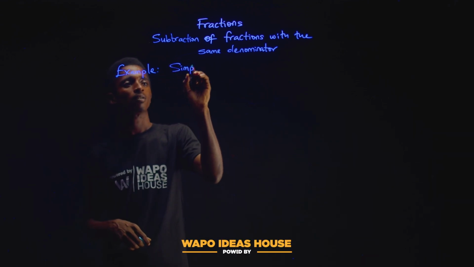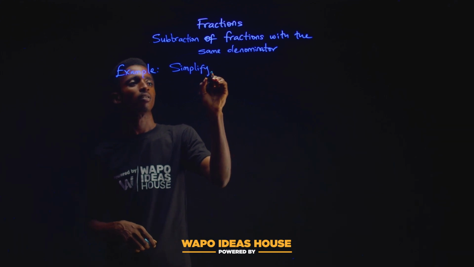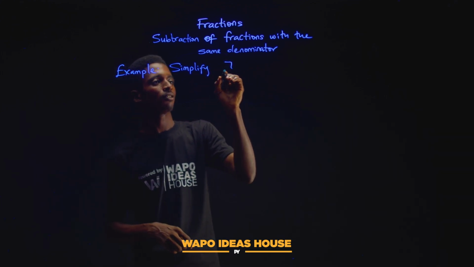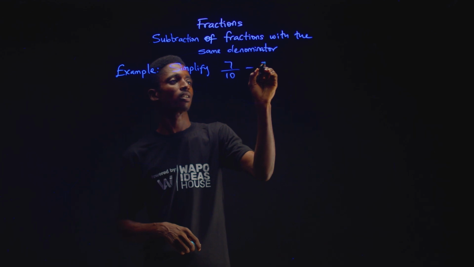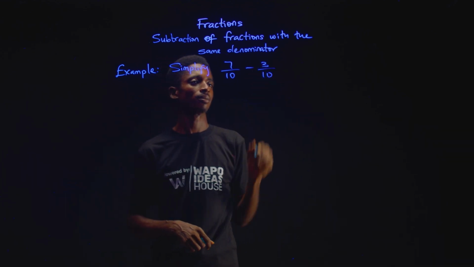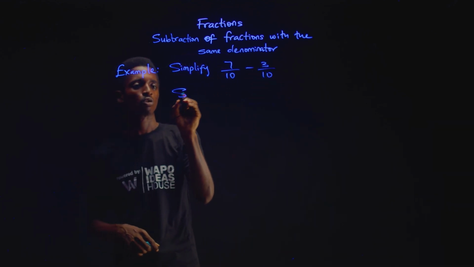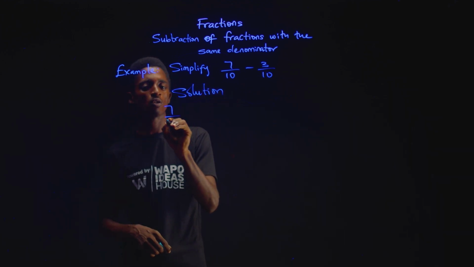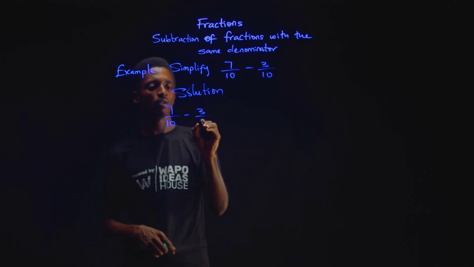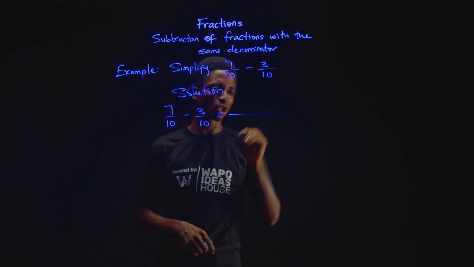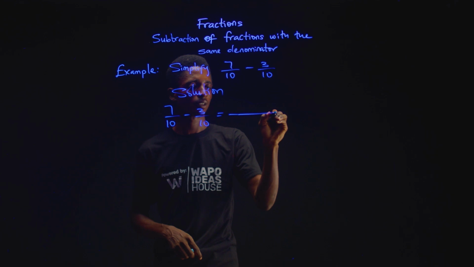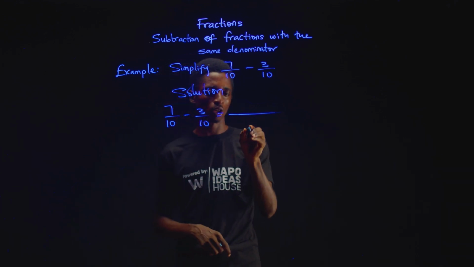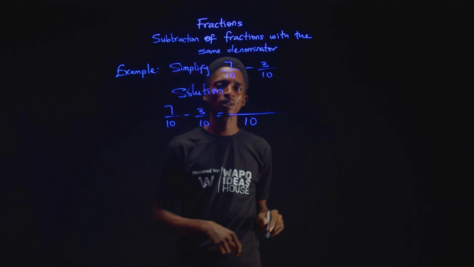Simplify 7/10 minus 3/10. Solution. 7/10 minus 3/10. First thing, you draw your division line and then you write the common denominator, which is 10.